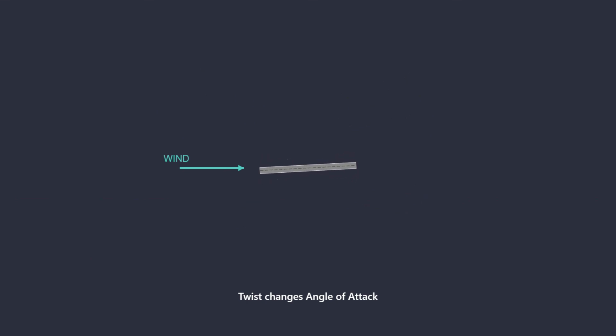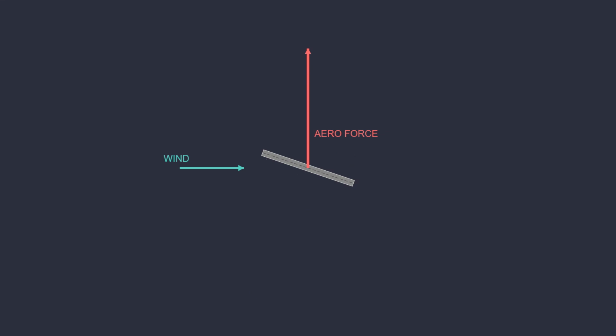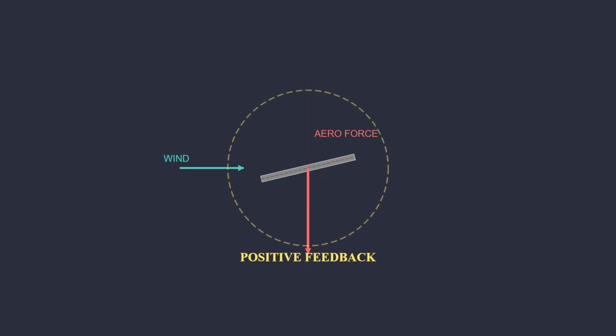Torsional flutter involves the destructive coupling of aerodynamic forces with the structure's natural twisting mode. As the deck twisted, the angle of attack changed, amplifying the aerodynamic forces, which further increased the twisting motion. This positive feedback loop led to catastrophic failure within hours.